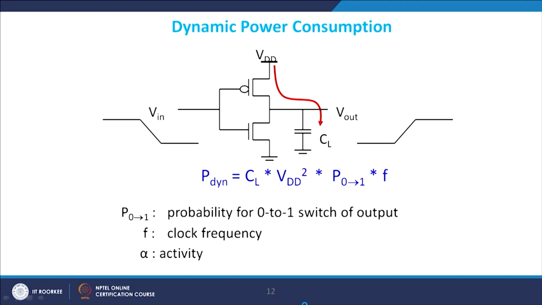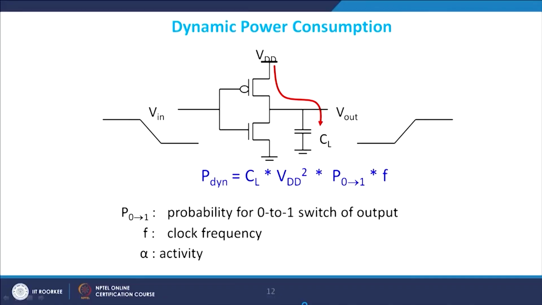Then what you do is you multiply this with P0 to 1, which is the probability that you get a 0 to 1 switching in the circuitry. Easier said than done, because you do not have any control over the circuitry, and if you do a 0 to 1 transition, you will automatically have almost half the maximum frequency of operation. F is the clock frequency and alpha is the activity. We have already discussed the activity concept in the previous turn.